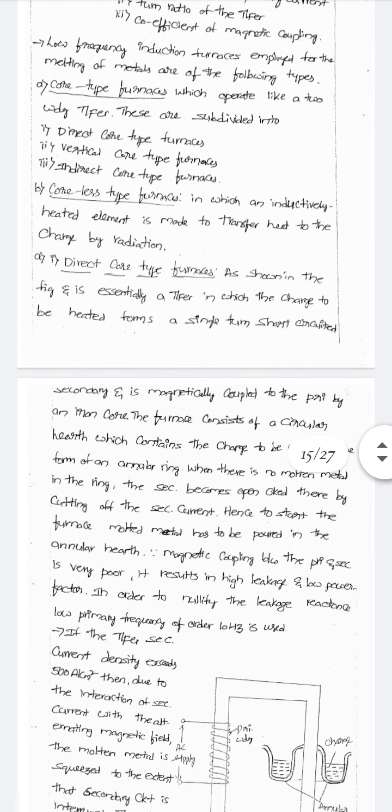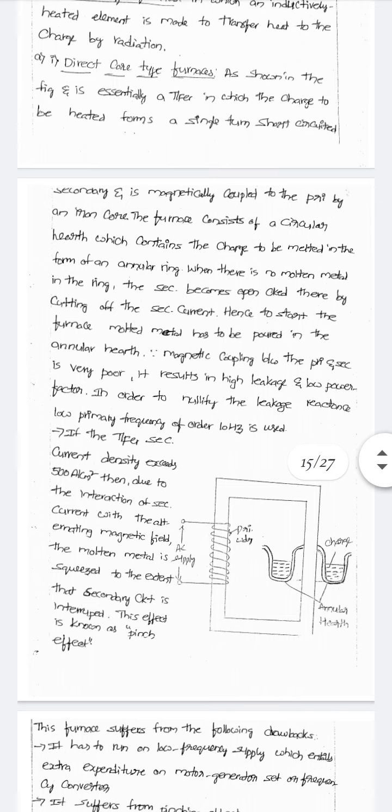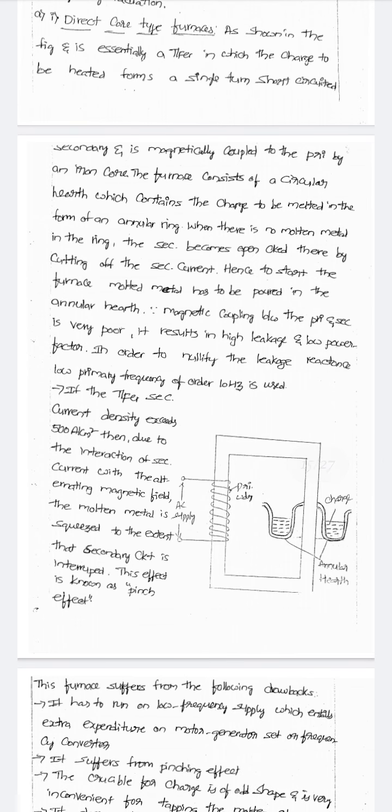First one, keep heading: direct core type furnace. See that this is a picture of the direct core type furnace. The picture consists of a supply, primary winding, and next the charge of the device. As shown in the figure, this figure consists of a single turn, short circuited.